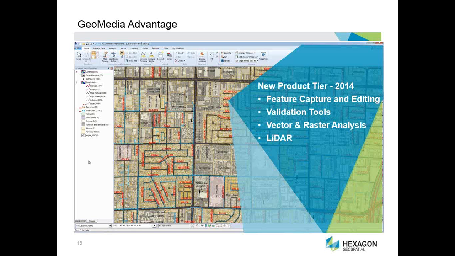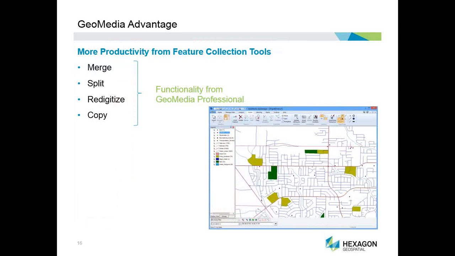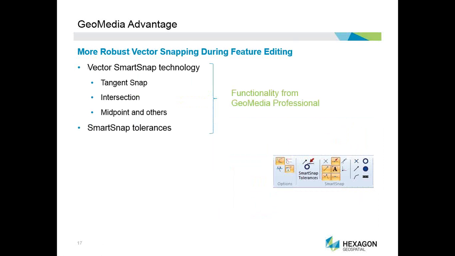So in essence, GeoMedia Advantage provides a lot of high-end functionality at a very reasonable price. With the 2014 release, it provides more productivity tools. So now we have merge, split, redigitize, and copy, which were previously only available in GeoMedia Professional. And we also now have the smart snapping tools: tangent snap, intersection, and midpoint are all available, as well as the smart snap tolerances. All the snapping that was in GeoMedia Professional is now in GeoMedia Advantage, really making it a very useful data capture tool, again without the full cost of GeoMedia Professional.